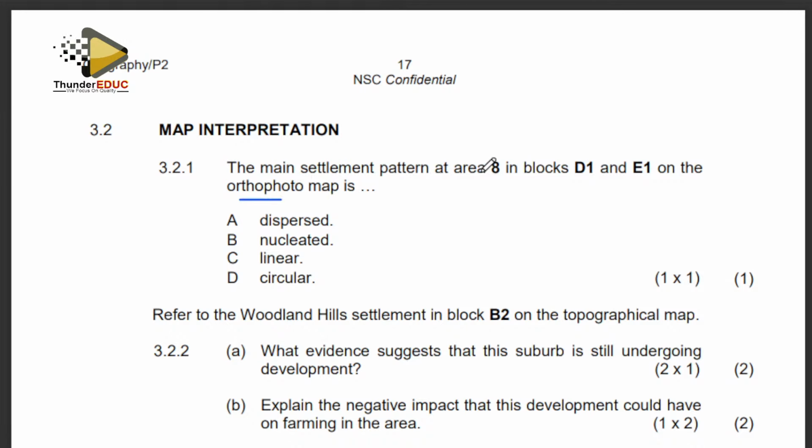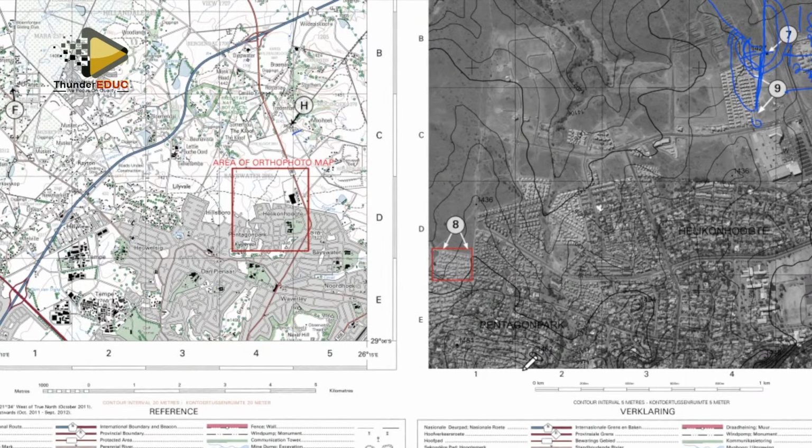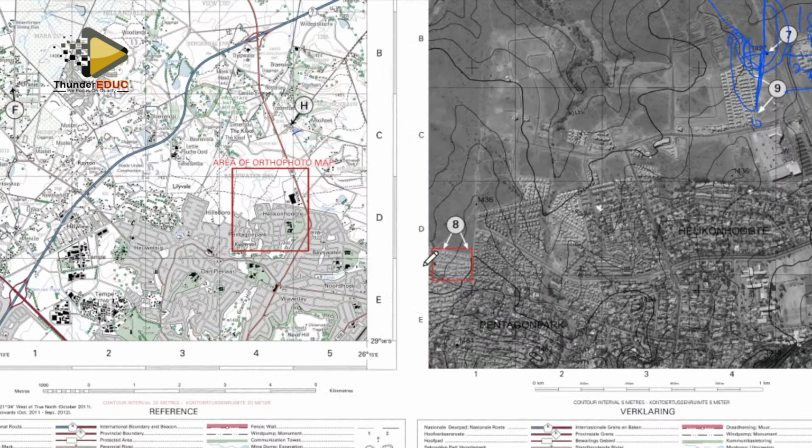The main settlement pattern, the moment they talk about pattern, we look at two: dispersed and what? And nucleated. This is only settlement pattern, dispersed and nucleated. So we are going to look at area 8 in block D1 and E1 on the orthophoto map. 8 is here, isn't it? It says 8 in D1 and E1. 8 is here. You can see these are settlements.